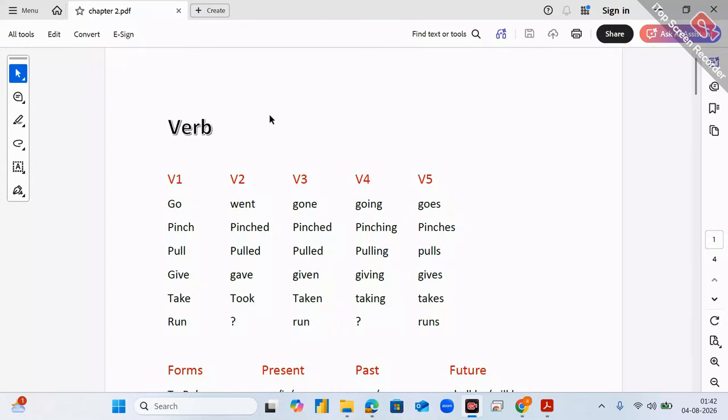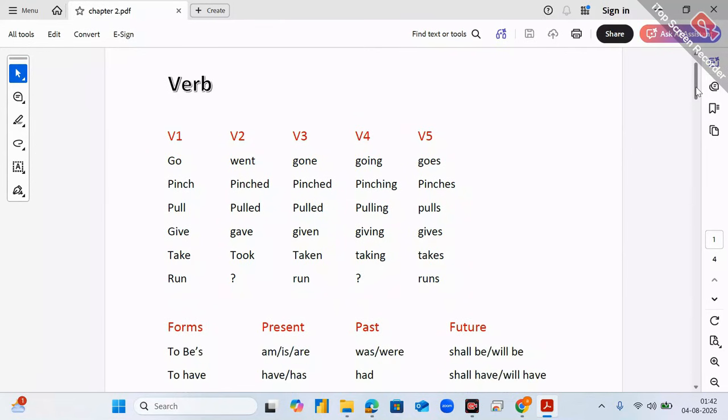Hello guys, so today we are going to learn about the verb and their forms. So here is the verb. What we are going to learn today is V1, V2, V3, V4 and V5. There are 5 forms of verb. Okay, so we are going to learn one by one. Here I have given some examples of it. Once we learn everything in today's session, after that we will be able to solve all these things.